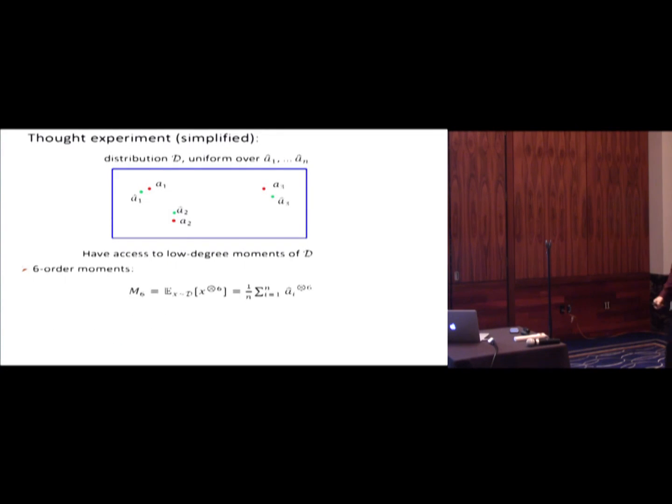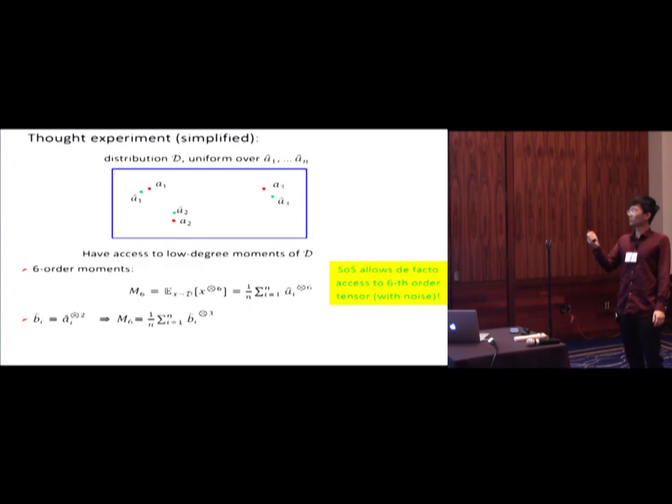However, the key is that if you consider higher order moments, let's say we take the 6th order moment, and similarly we can compute it and get this average of AI hat to the tensor power 6. And now, first of all, the amazing thing here is that sum of squares allows you de facto access to the 6th order tensor, even though you only have access to the 3rd order tensor to begin with. And secondly, the problem becomes easier because now if you define bi hat to be ai hat to the tensor power 2, this bi hat lives in d squared dimension, and this M6 is just a 3rd order tensor over bi hat.